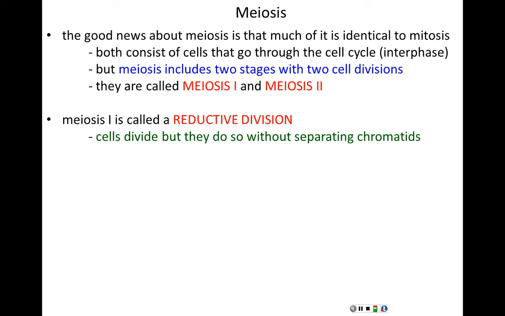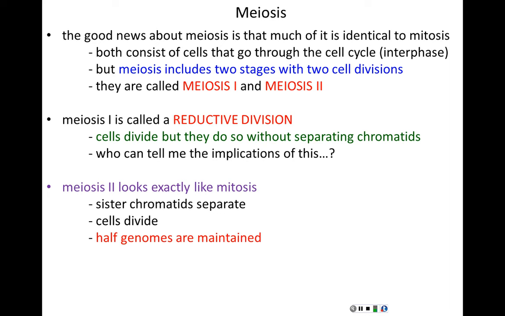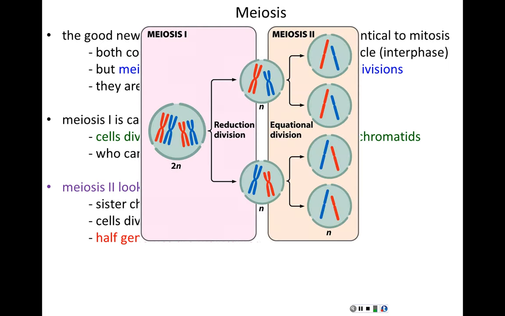When cells divide after Meiosis I, they do so without separating their chromatids. This results in the number of chromosomes being halved. That's what we want, a cell with half the number of chromosomes. Meiosis II looks virtually identical to mitosis. You're going to have no problem with that at all. Sister chromatids separate. Those sister chromatids are pulled to opposite sides of cells. Cells divide. Half genomes are maintained because we achieve the half genome in Meiosis I, and you've got yourself a finished product.